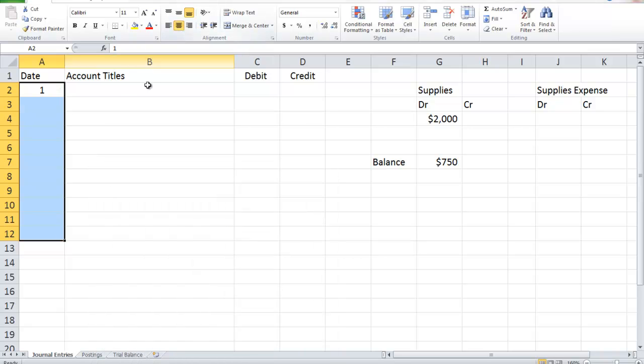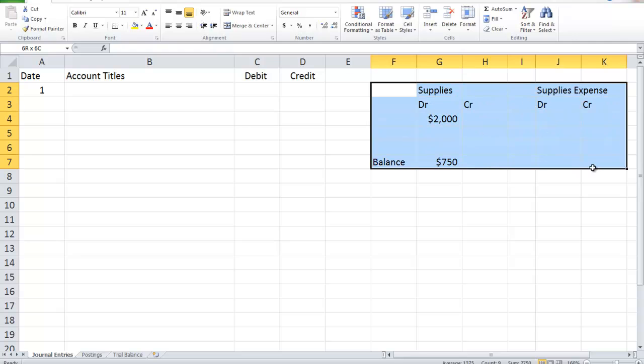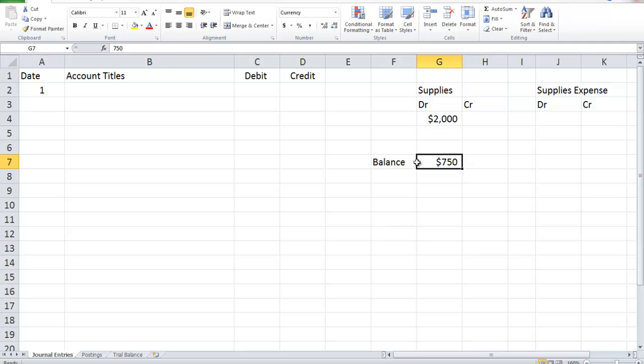Okay, so the first transaction says supplies on hand on June 30th are $750. I put two T accounts over here, so we assume that the ending balance is $750. The beginning balance, or what was listed in the trial balance, is $2,000. So how do we get down to $750? We just need to take the difference. The difference between $2,000 and $750 is $1,250, and that's the credit. Then we have to have a corresponding debit, which will be to supplies expense.